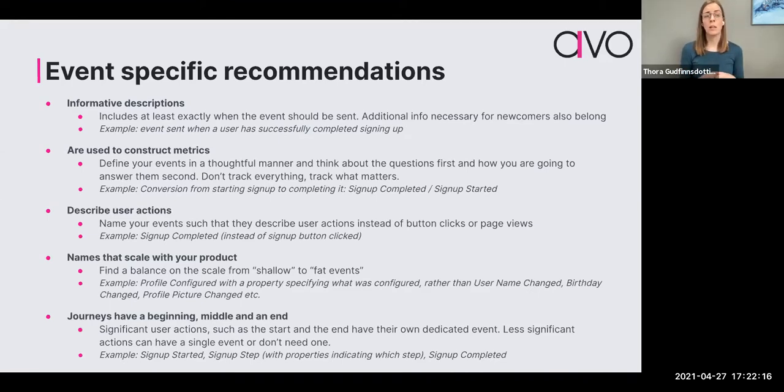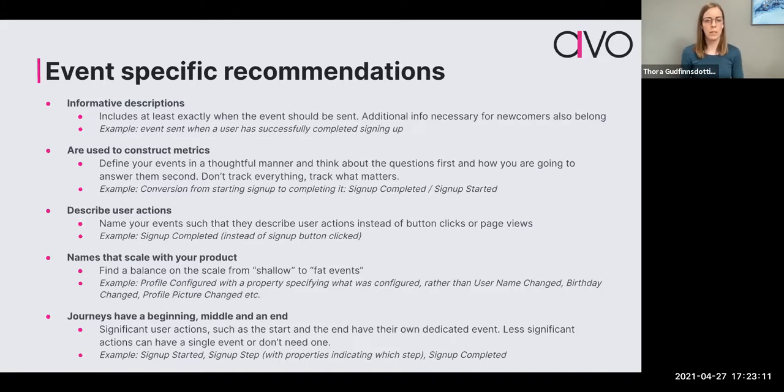This allows you to see, if you are looking at the profile configured event, what are the most configured items in your profile, by segmenting. Instead of having to collect all of these username change, birthday change, profile picture change events to be able to look at that. And that also allows you to not have a really long list of events. That's bad because some analytics tools only allow an X number of distinct events to be tracked. And when you have so many distinct events, it becomes harder to understand what events I should be using and what represents what.